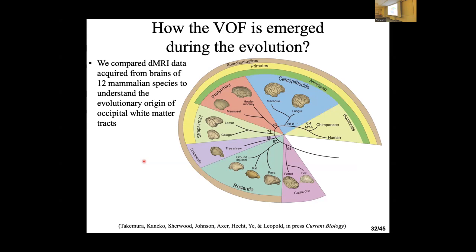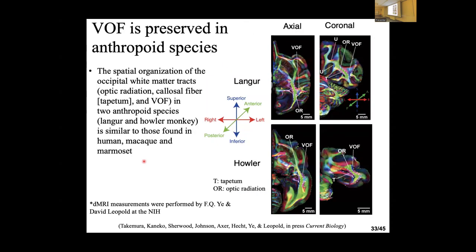So this is a cartoon of the evolutionary tree, and I will begin from the primate species, because we already investigated macaque monkey and marmoset here. We included some rango and hora monkey. So there are also different types of primate species. This color coding is the same as I showed in the macaque slide before: red is left to right, green is anterior-posterior, blue is superior to inferior.